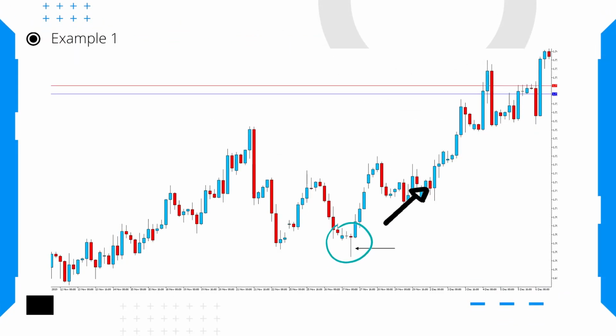I'm going to take you through 3 examples. So the first example is a chart, and we can see a formation of a candlestick with a small body and a long lower wick. This is your indication that the buyers are gaining control from that level and therefore pushing the price upwards. So this is the hammer candlestick pattern that we've learned today.